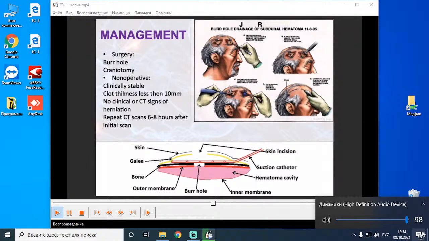Here you can see skin incision, opening the skin, and here you can see 2 burr holes with craniotomy, and after that, craniotomy, and that's it. Elevating of the blood, which is under or above the dura, and the stitches on the skin.